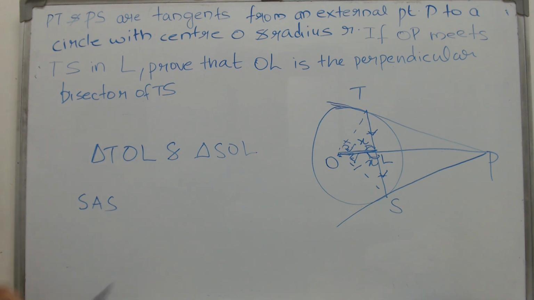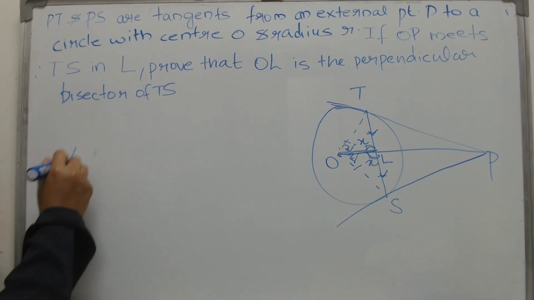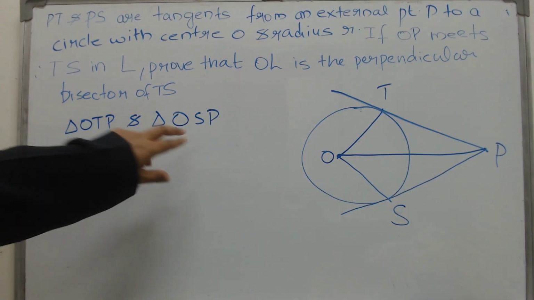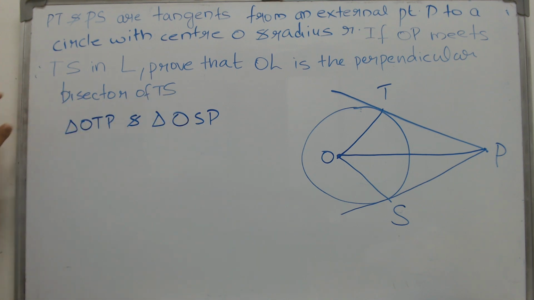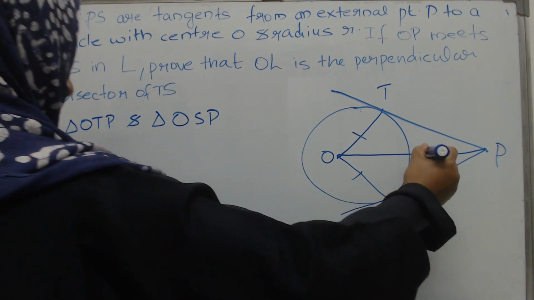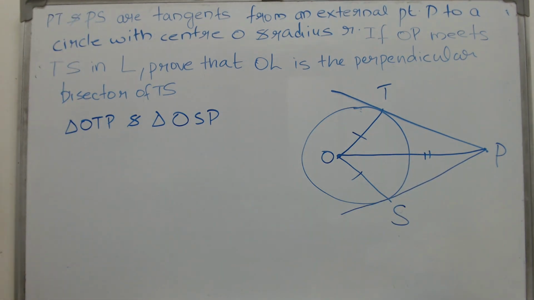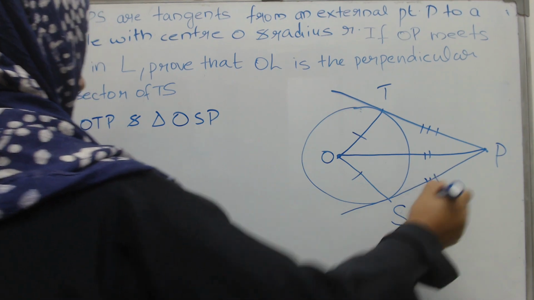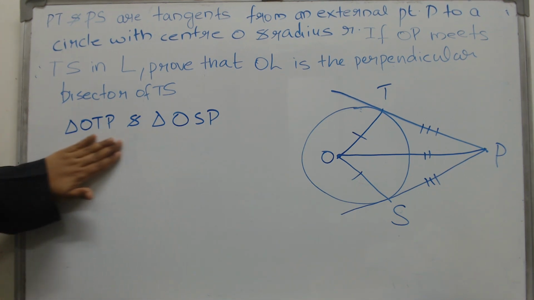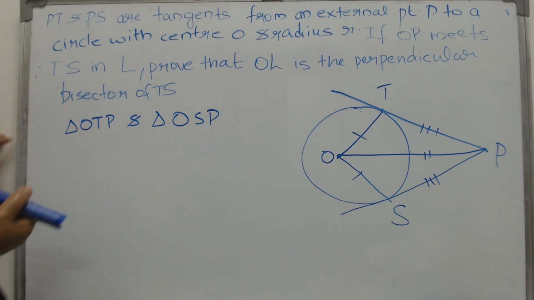For that we have to consider slightly bigger triangles. Two slightly bigger triangles, which are triangle OTP and OSP. Now we just have to prove that these two bigger triangles are congruent. Is that possible to prove? Look at these two, the radii. Look at this, the common side. And what about PT and PS? These are the tangents from the same point P, which means they both are equal. Then by SSS congruency rule, we see that these two triangles are congruent.